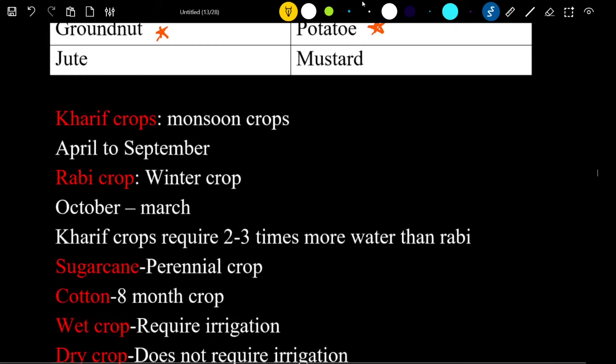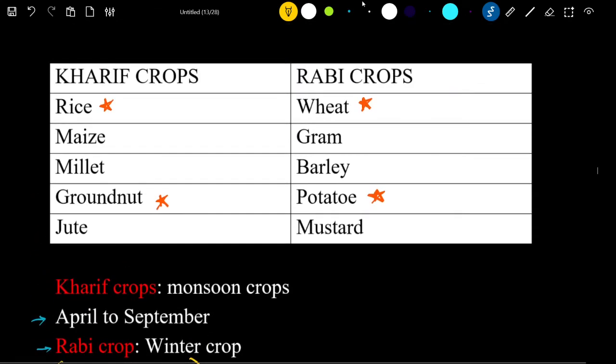Kharif crops, the so-called monsoon crops, are sown in April and harvested in September. Rabi crops are also called winter crops, or sometimes autumn crops. Their period from sowing to harvesting is from October to March. Now, the important kharif and rabi crops are listed here. Rice is a kharif crop, wheat is a rabi crop, and similarly you have to study groundnut and potato. Groundnut is a kharif crop and potato is a rabi crop.